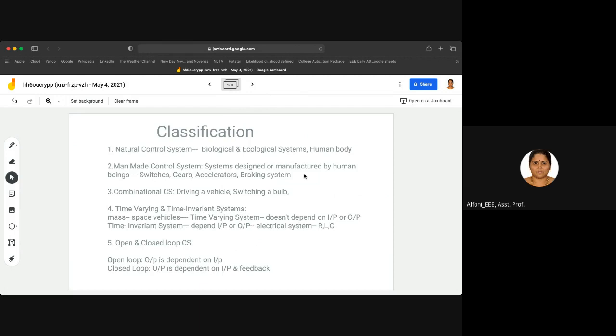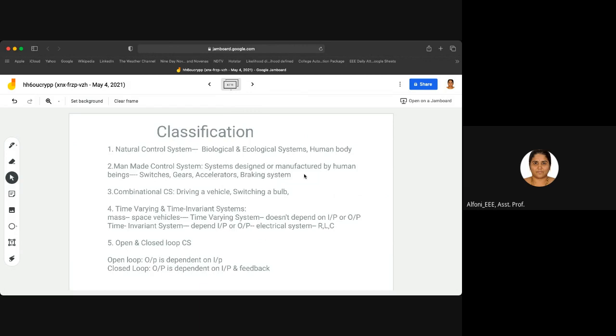So for example, let's take a car. To control a car, we need the switches, gears, accelerators, and the braking system. And the third classification is a combinational control system, which includes the natural as well as the man-made. That means, for example, driving a vehicle or a car needs a natural system and also the man-made control system.